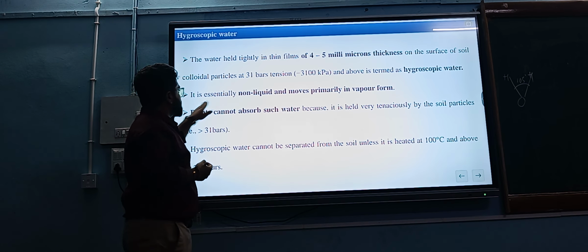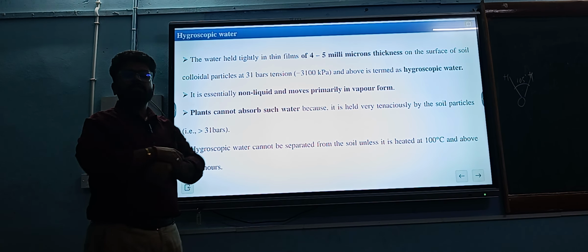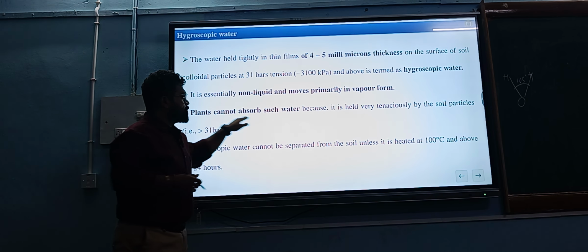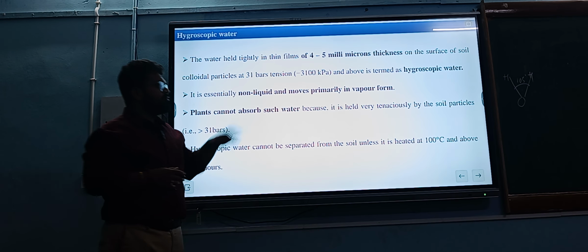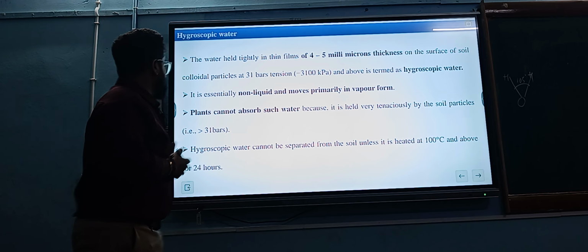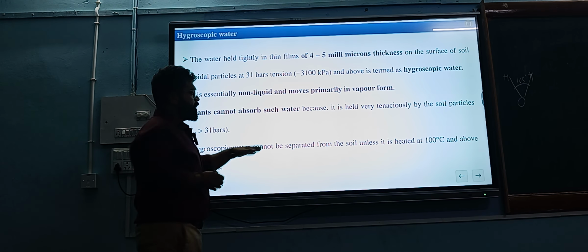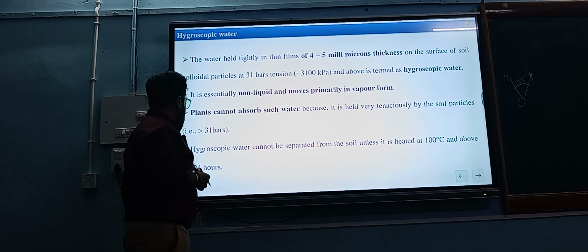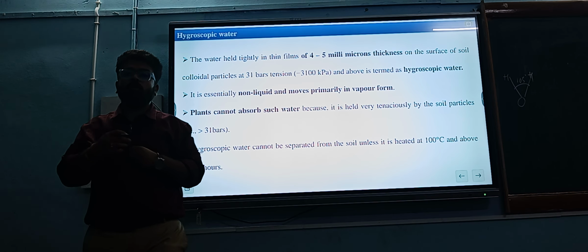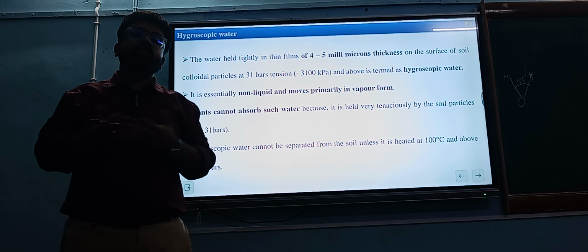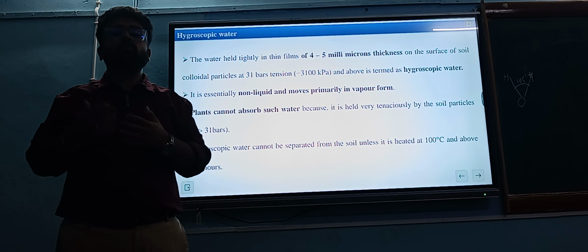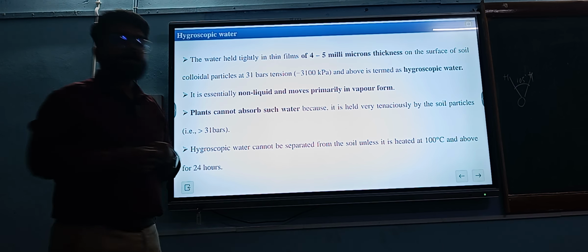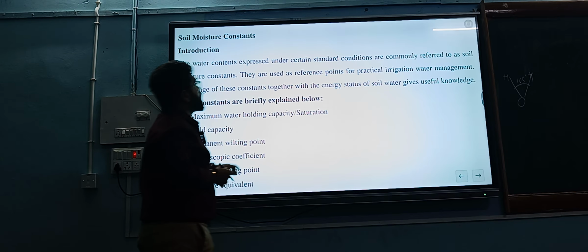It is essentially non-liquid and moves in the form of vapor. The plant cannot absorb such water because it is held very tenaciously on the soil particles. Hygroscopic water cannot be separated from the soil unless it is heated at 100 degrees centigrade for about 24 hours. If you want to separate this water, you have to place it in an oven and heat it to 100 to 105 degrees centigrade; only then can you separate the hygroscopic water.